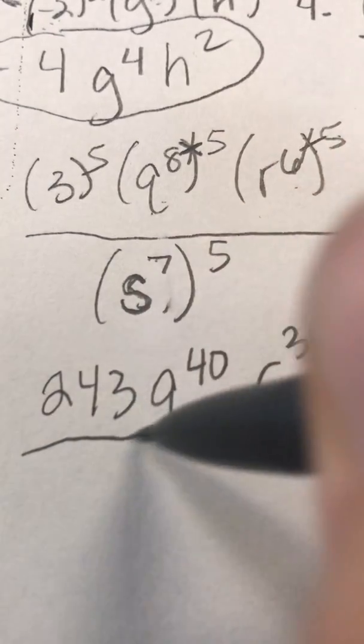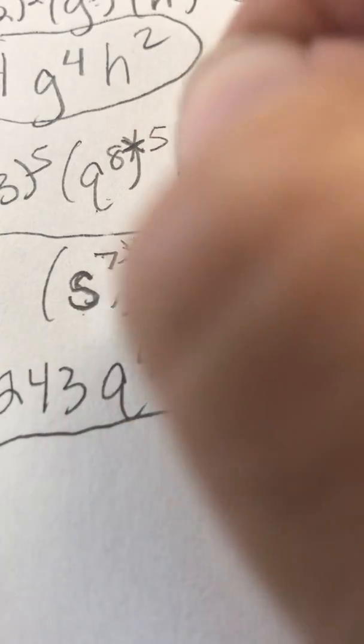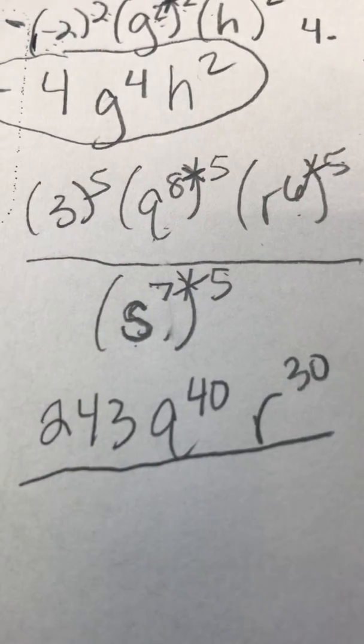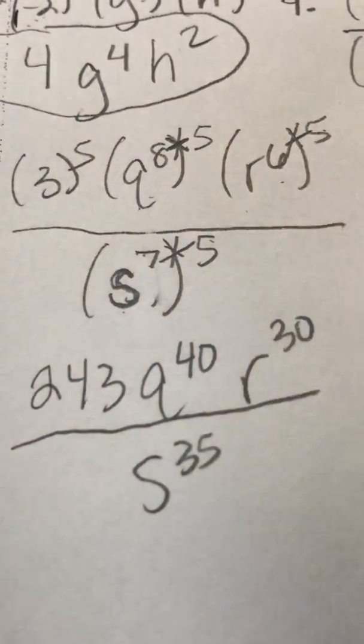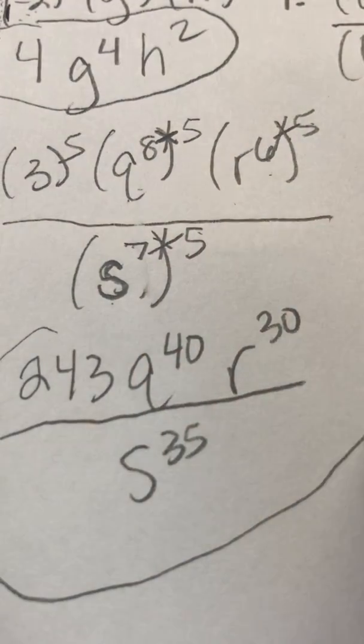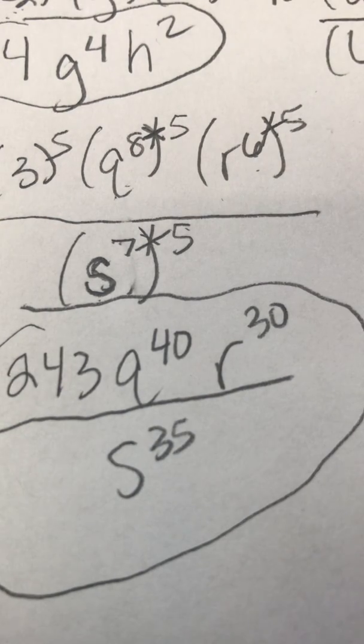Over S to the 7th to the 5th, which means you need to multiply those. It's power to a power. 7 times 5 is 35. So you get S to the 35th. And right there is your answer. All right, awesome. If you got all those right, you can now start your homework.